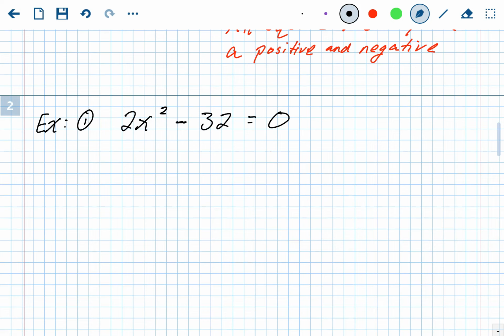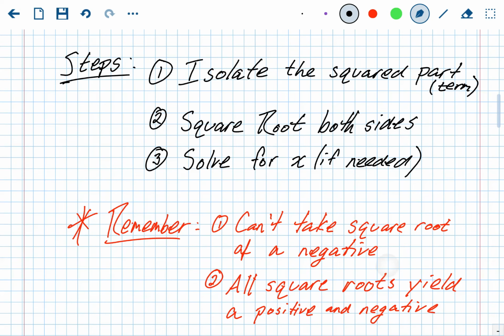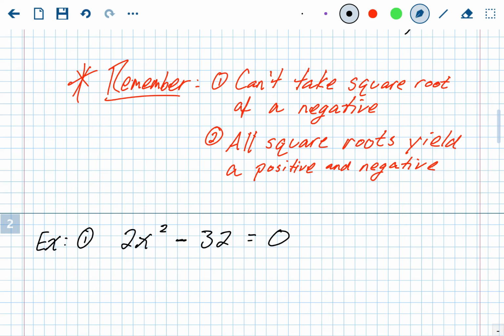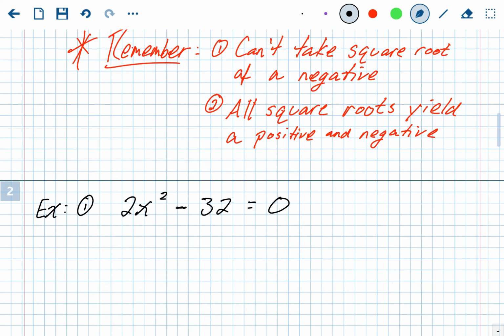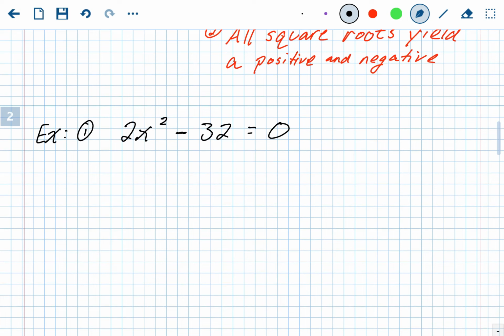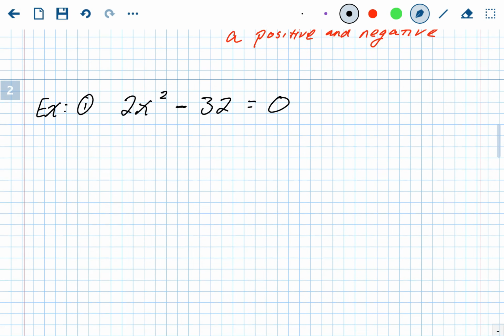Okay, so let's solve a couple of these. Remember our steps. Isolate the squared term or part, square root both sides, and then solve for x if needed. And then remember, no square root of a negative. All square roots yield 2 answers, a positive and a negative version. All right, so this first one, 2x squared minus 32 equals 0. Now again, usually for factoring, we want it to equal 0. But for the square root method, we're not. We're just solving directly for x. And also notice there's no x term. There's an x squared and there's a constant, but there's no x.